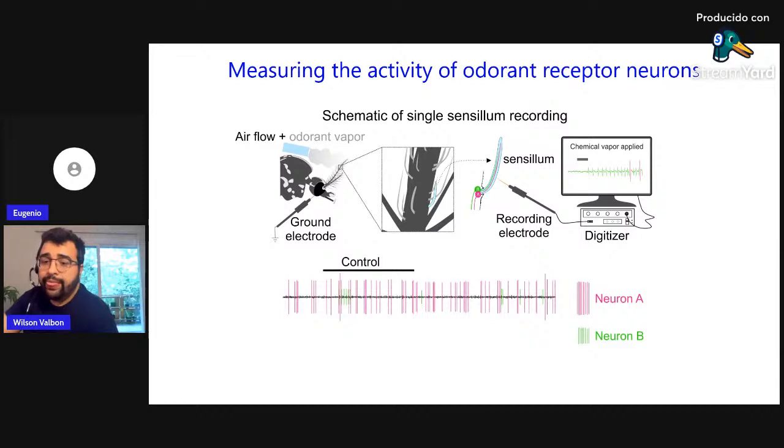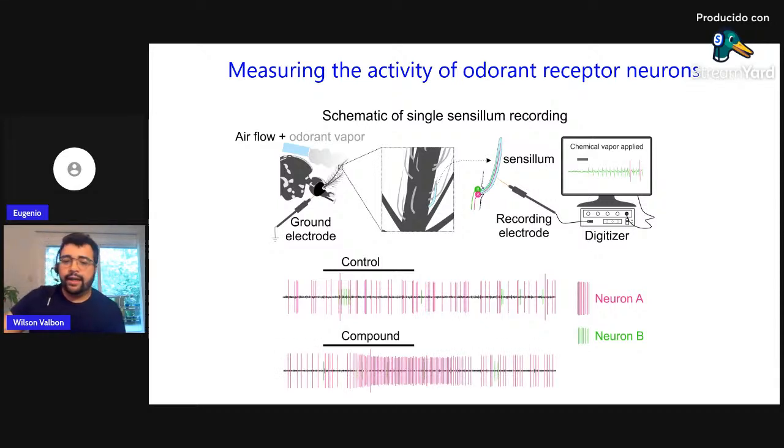Here I just applied clean air, nothing. Then when I apply a compound, we can clearly see an increase in the frequency of spikes, especially these pink spikes, which means neuron A is being activated by the compound I applied. Again, this is just a half second of application. Then you have the frequency of the spikes before and after the application, and you can calculate the response of that specific neuron.